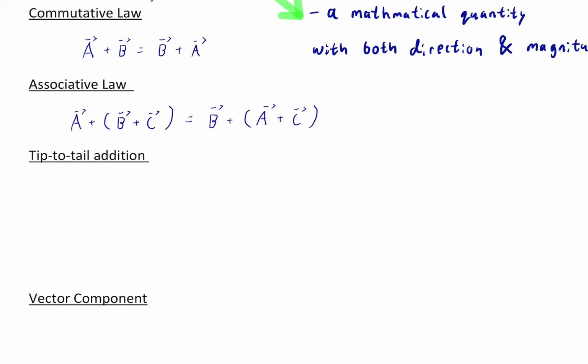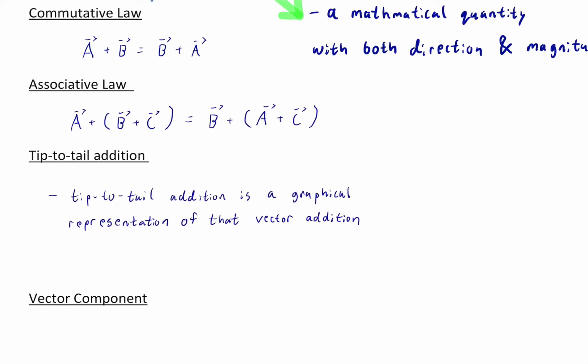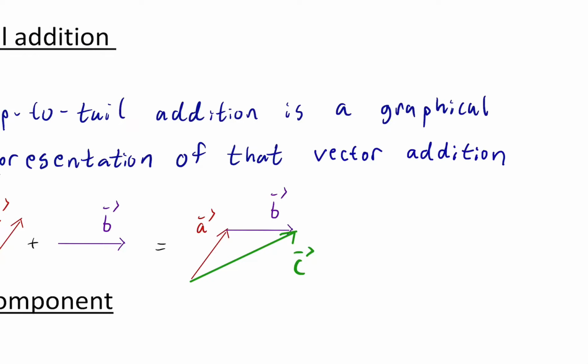So what is tip-to-tail addition? Well, tip-to-tail addition is a graphical representation of vector addition. For example, if I had a vector A plus a vector B, I could then graphically represent that by taking the vector A, writing it just like here. In this case, I've digitally copied it using the tablet, and then added B so that the tail of B, which would be this point here, touches the tip of A. See, that's the name, tail, tip. This would be the tip of B.